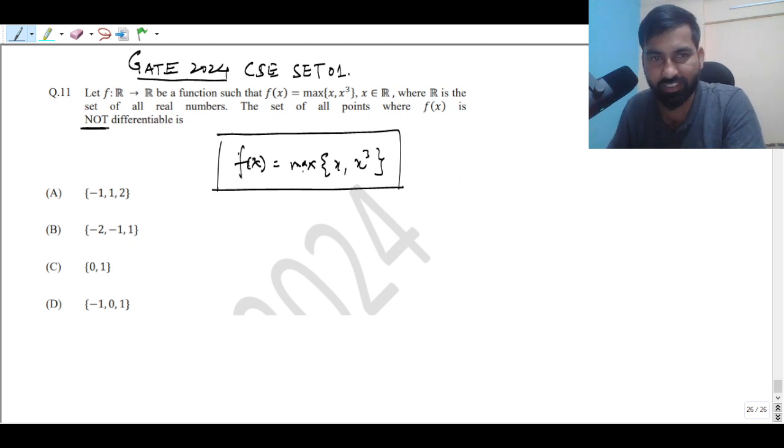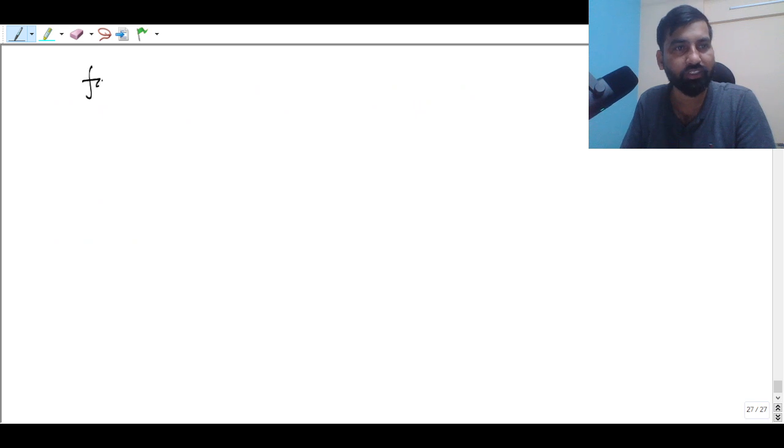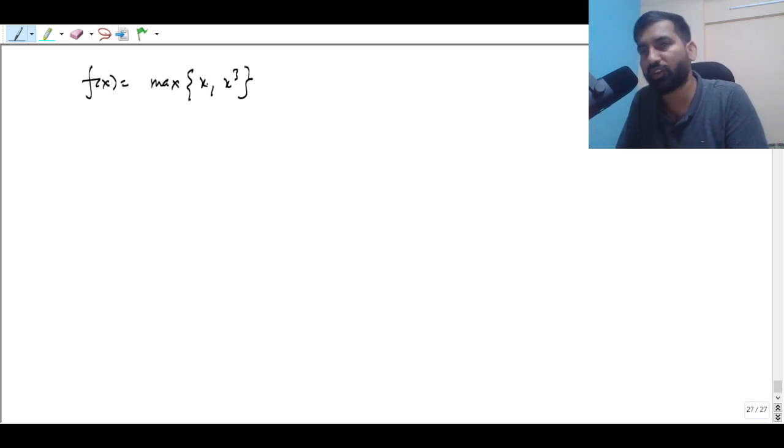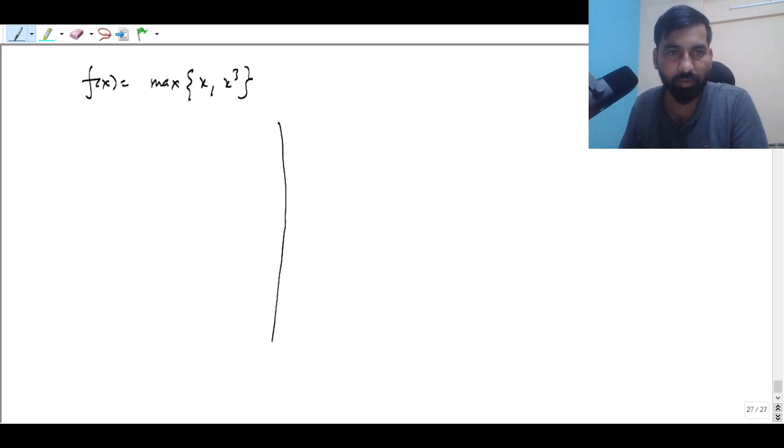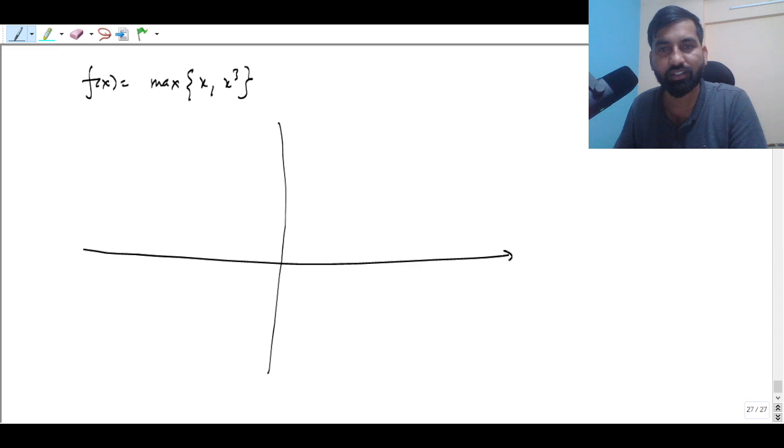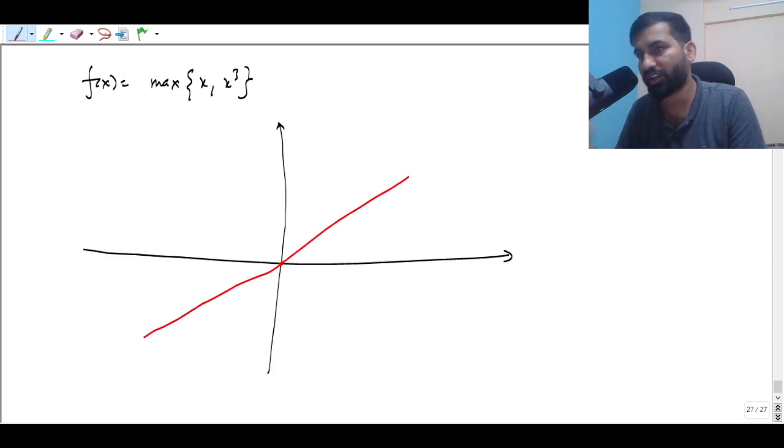Yes. So you can see here the maximum of x and x cube is given. First of all, I am going to help you with how to graph this function, f(x) equal to maximum of x comma x cube. First of all, you can plot the y equal to x graph. That is nothing but this graph. I am going to use some different colors so that you can see it. So this is the y equal to x graph.